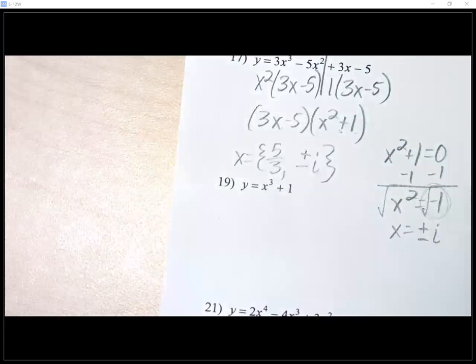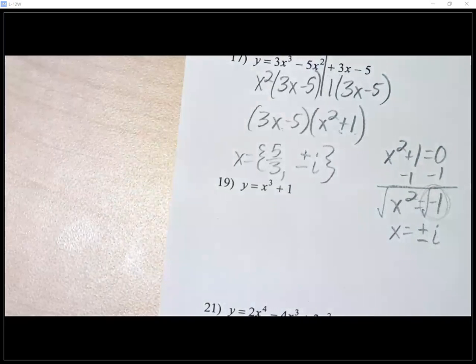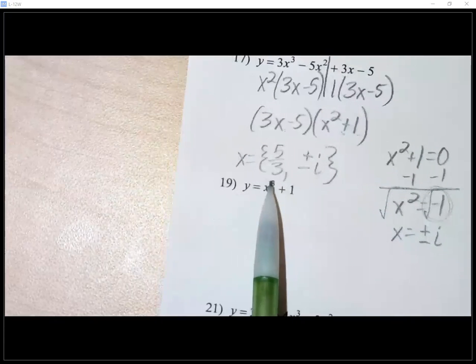I'm supposed to have three. I have my three. This thing will only ever cross the x-axis at 5/3. It'll never cross again because these answers are imaginary.